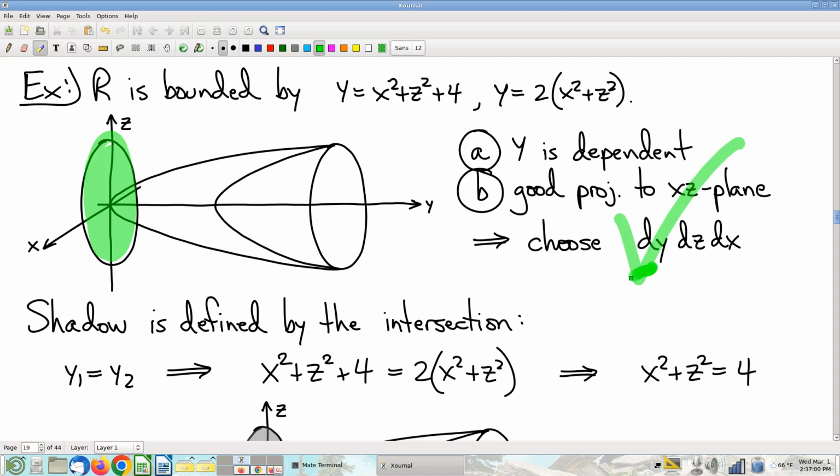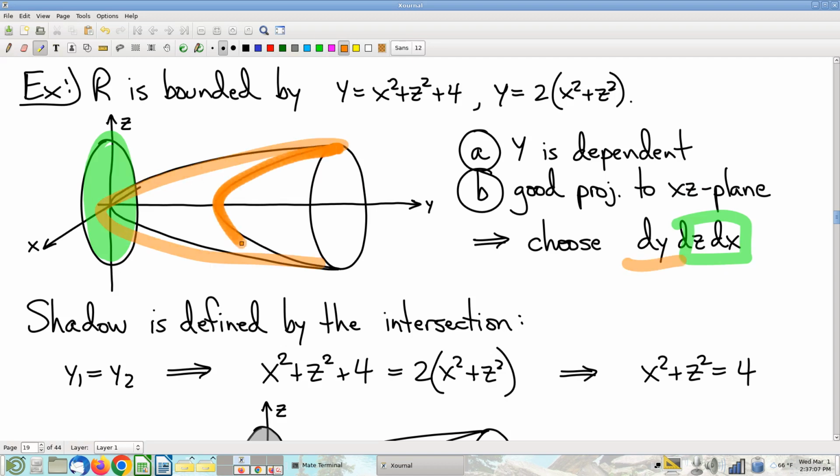And so we put X and Z on the outside. Think about our Y bounds by looking at the lower surface and the upper surface, and life ends up being pretty good. Details for y'all to take a look at.